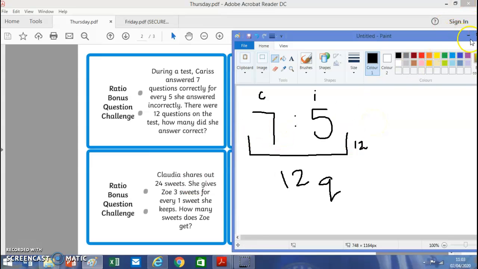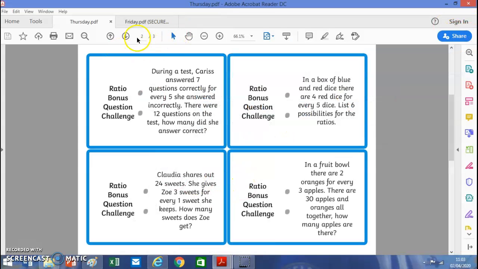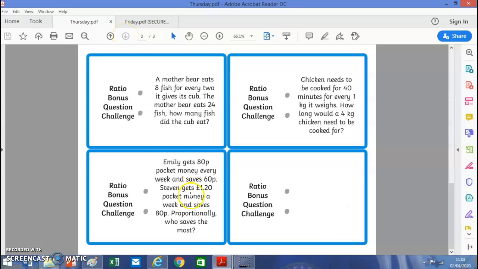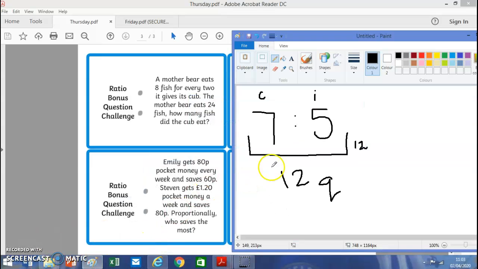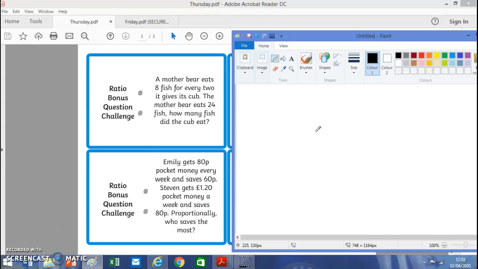I'd then like us to have a quick look at what Emily has been doing. Here, Emily. Emily has been doing some excellent saving, as has Stephen. Well done to you both. So Emily gets 80p of pocket money each week, and each week she saves 60p. So that's pretty good, isn't it? Good saving. So that's Emily.